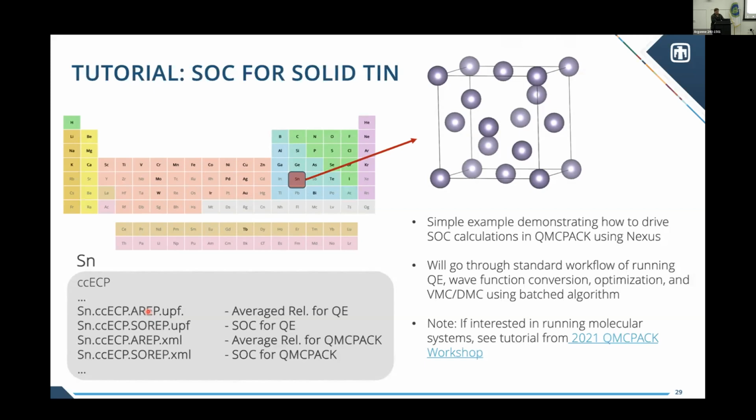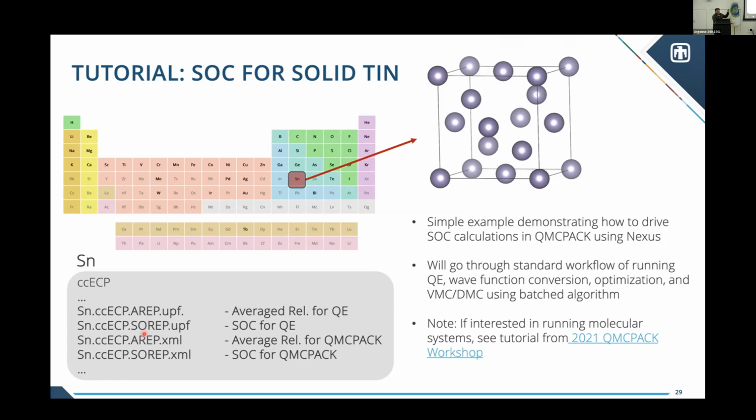The AREP is the fully averaged relativistic pseudopotential. It has no spin orbit terms. The SO-reps have the averaged plus the spin orbit. So it's the fully relativistic treatment that we need. And there's both the UPF files for the Quantum ESPRESSO inputs, but then also the XML that QMCPACK talks to. And so you need to download all of those for your given problem.